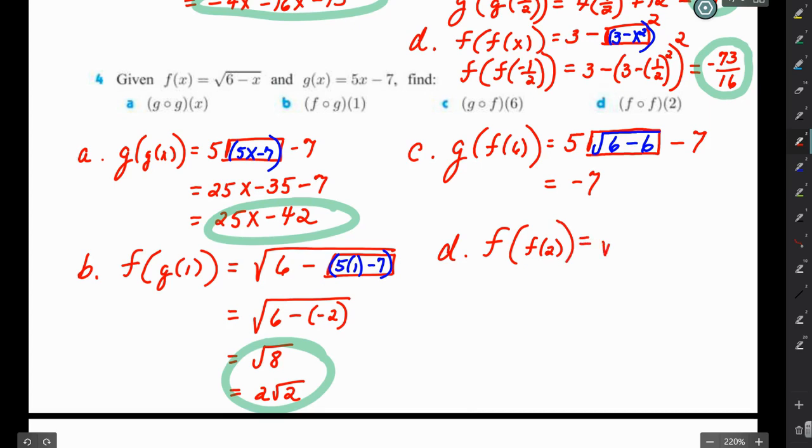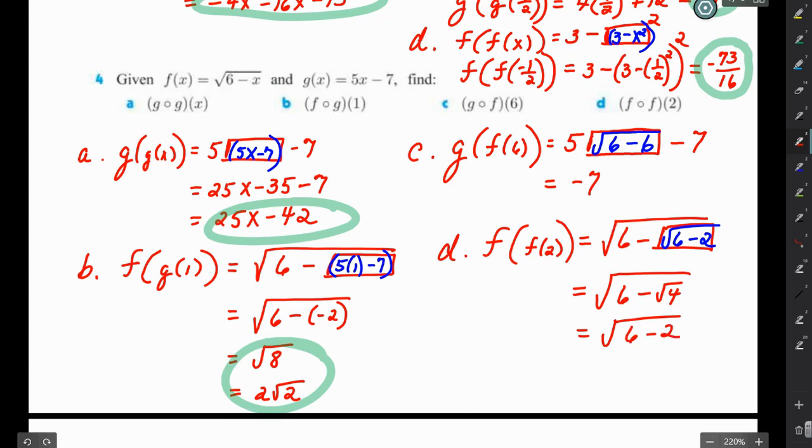Put our lead function out there first, with a box. Inside the box goes f again, but we're also going to replace x with 2. Well, that looks really intimidating. Let's just break that down slowly here. We get 6 minus root 4, which gives us 6 minus 2, which gives us root 4, which equals 2.